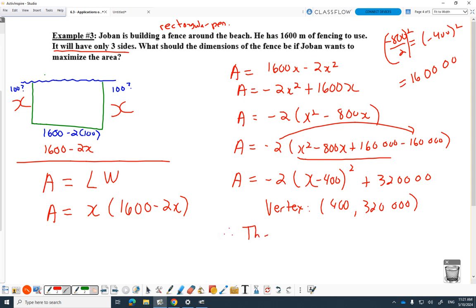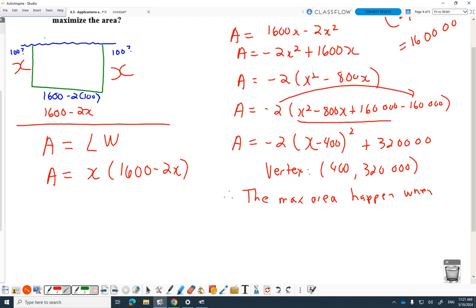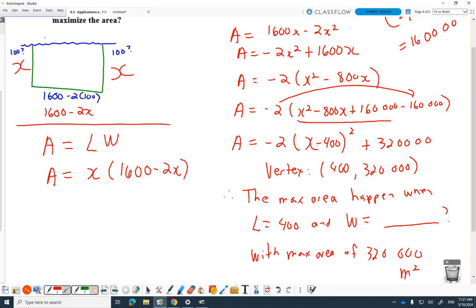Therefore, the max area happens when length equals 400 and width equals, ooh, we're going to need someone clever to be able to tell me what the width is, with max area of 320,000 meters squared. Oh, length 400 meters. How do we get the width?